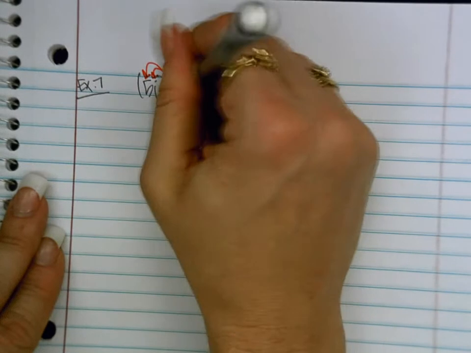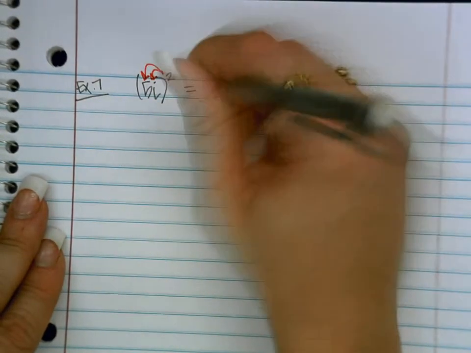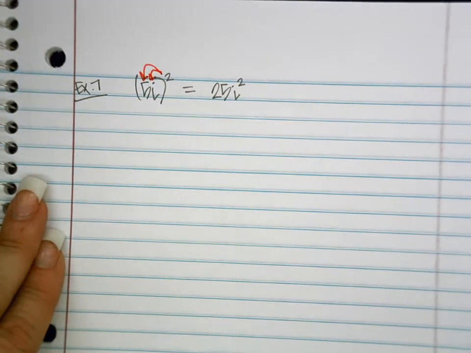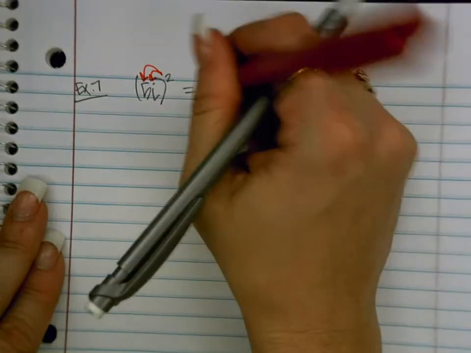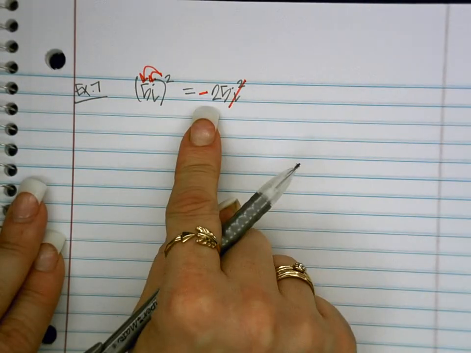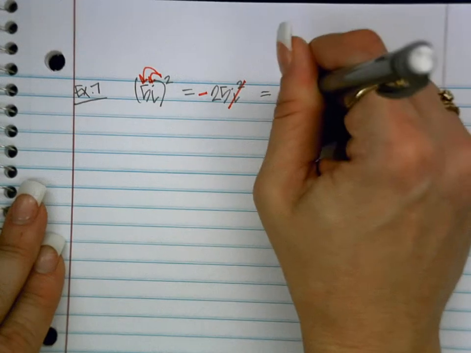If you distribute the exponent, what's 5 squared? 25. And I to the second power is I squared. Then I squared becomes a -1. So it's technically multiplying by -1. I'm just going to write it as a negative in front. So your actual answer here is -25.